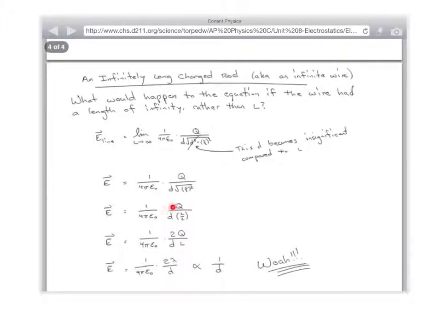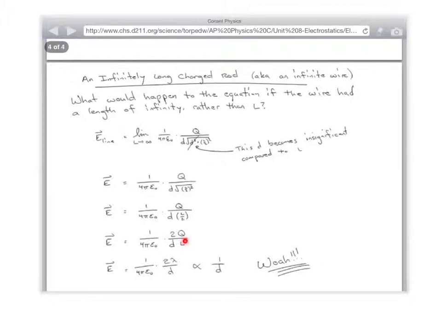So it's KQ over D times L over 2, or 2KQ over DL. Or, in other words, K times 2 over D times Q over L. What's Q over L? That's the linear charge density. That's how much charge per length, right? Because L doesn't exist anymore, because L is infinite.